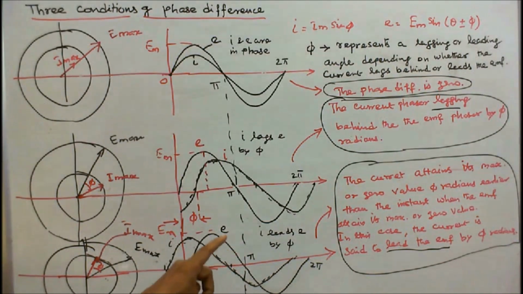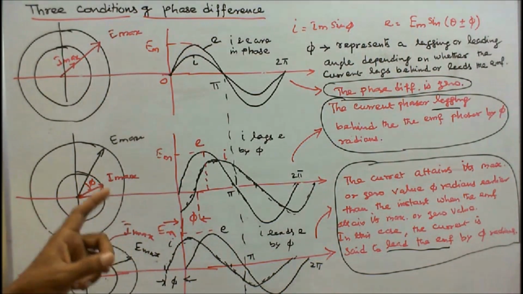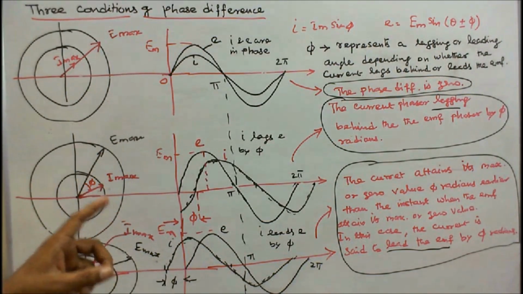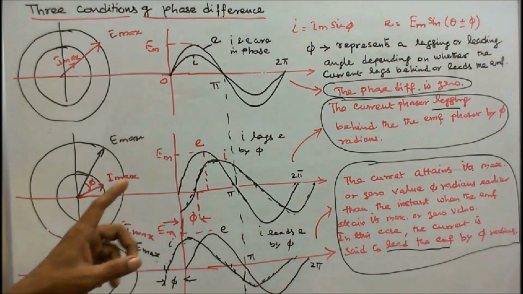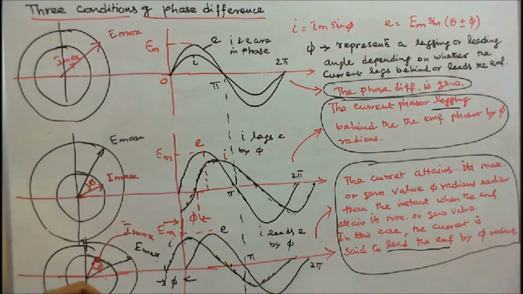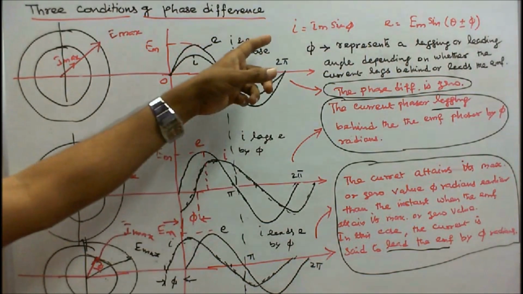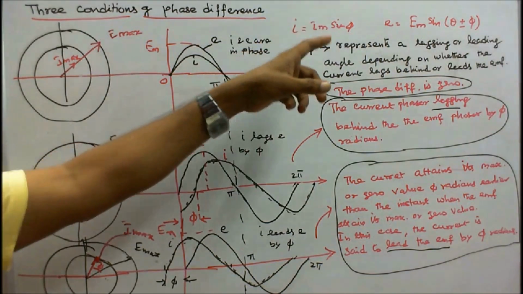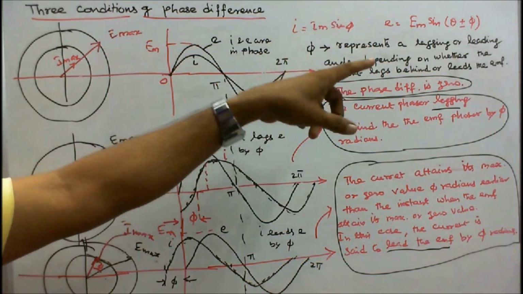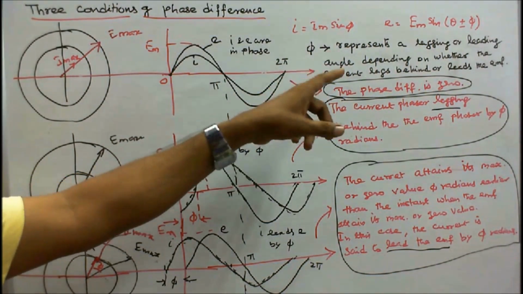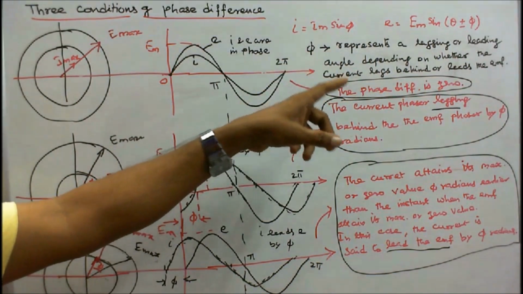Condition number 3, I leads E by phi. So this is phi, this is E max, this is I max. The current attains its maximum or zero value phi radians earlier than the instant when the EMF attains its maximum or zero value. In this case, the current is said to lead the EMF by phi radians. I can write I is equal to Im into sin theta, E is equal to Em into sin(theta plus or minus phi). Phi represents a lagging or leading angle depending on whether the current lags behind or leads the EMF.